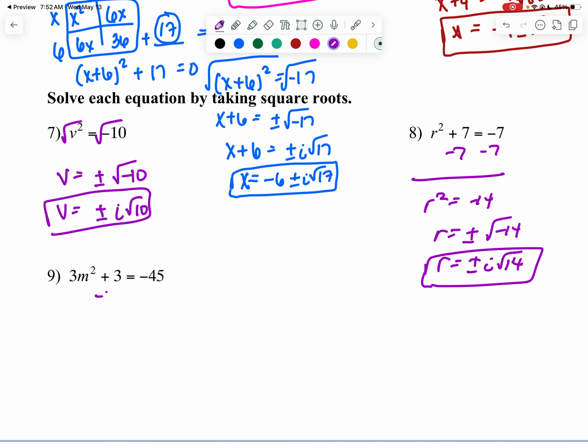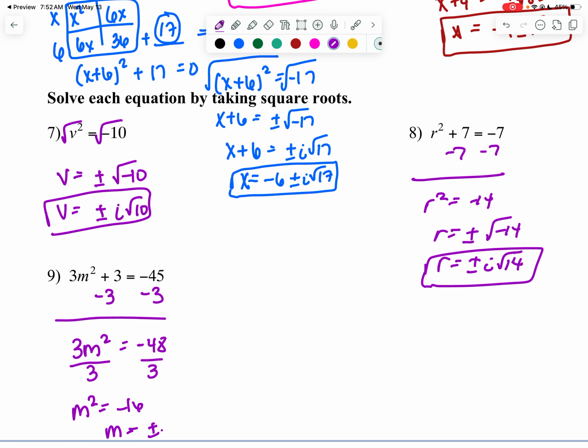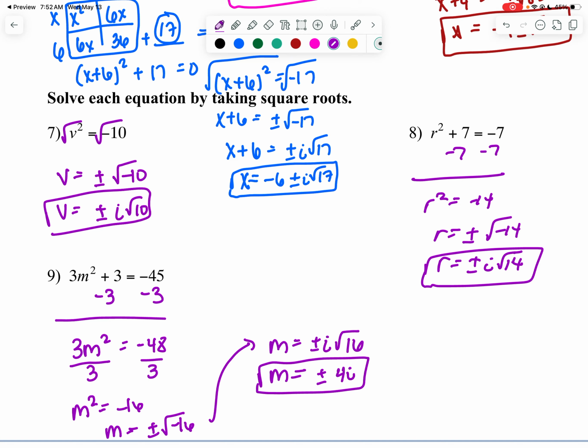For number 9, I'm going to subtract 3 first. And then I'm going to divide by 3. So if I divide by 3, I'm going to get negative 16. So then m is equal to plus or minus the square root of negative 16, which is the same thing as plus or minus i root 16. And we know what the square root of 16 is. That's going to be 4. So then we get plus or minus 4i.